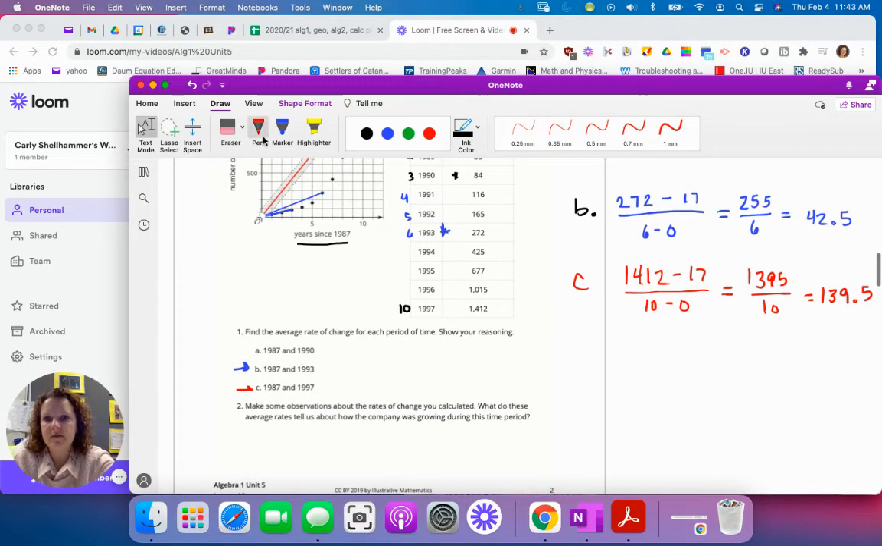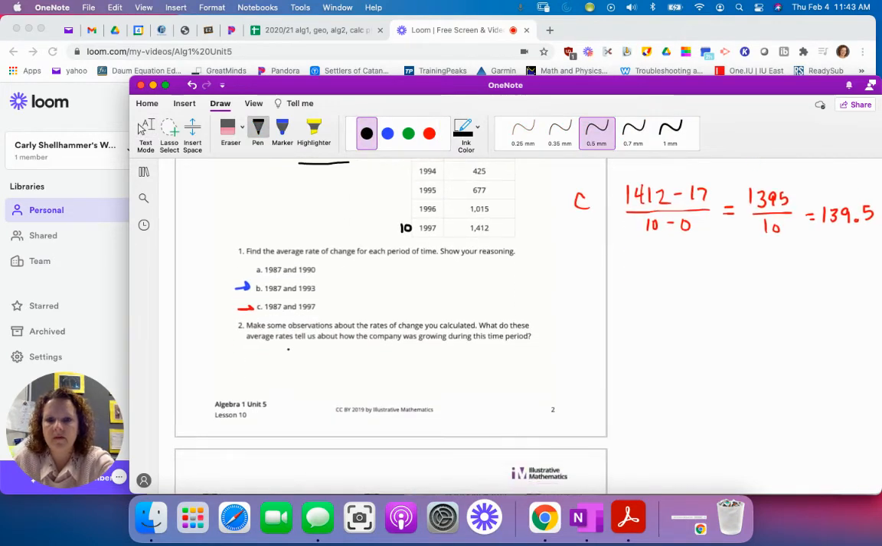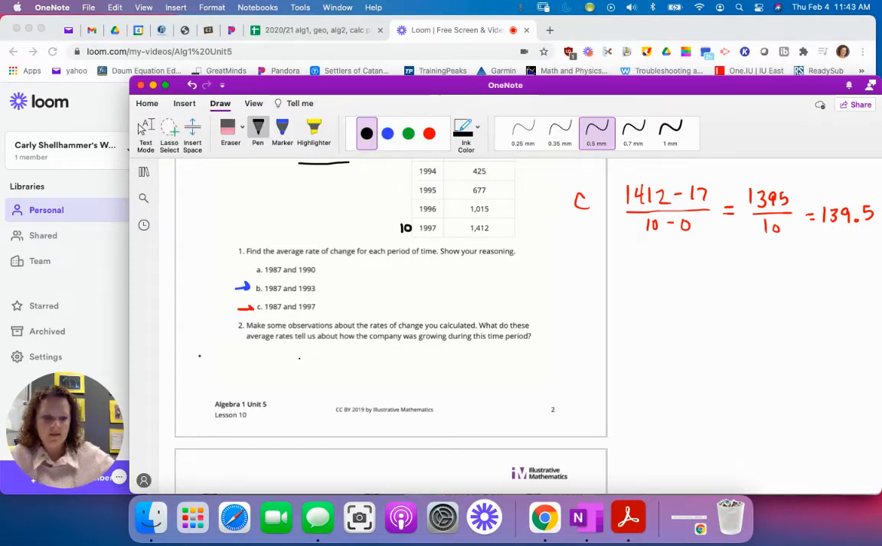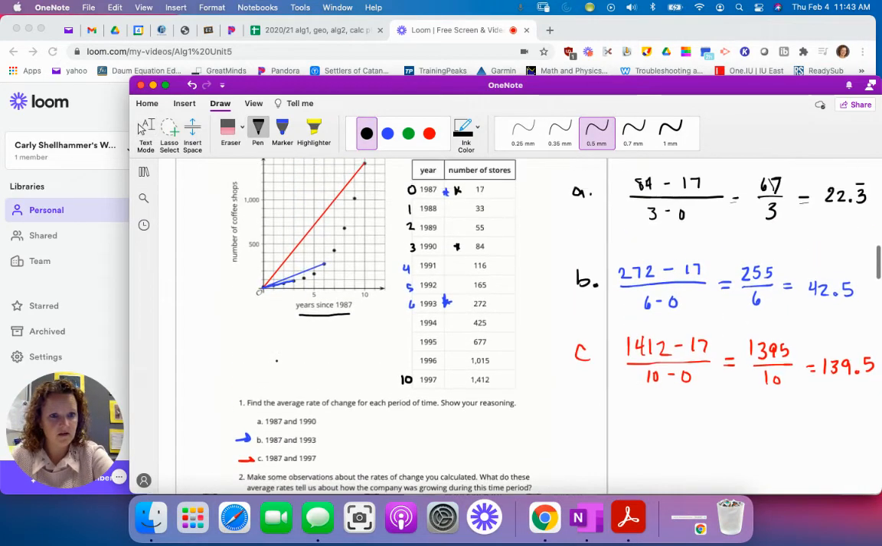All right, make some observations about the rates of change you calculated. No, we're not going to reset that zoom yet. What do these average rates tell us about how the company was growing during this time period, right? So we've talked about it. Our average rate of change has increased. If we look, the average rate of change is almost doubled, okay? And the average rate of change here looks like it tripled.